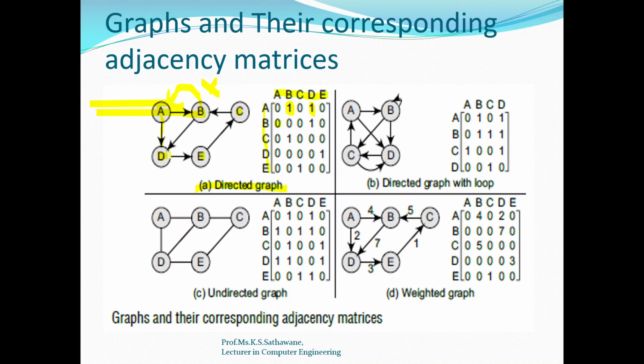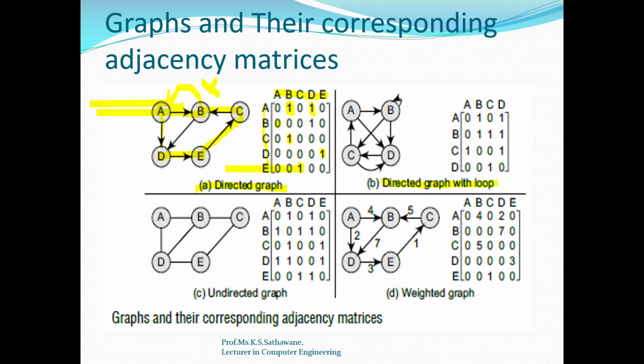Similarly, there is an edge from D to E. So it will have corresponding 1 entry in the adjacency matrix. Similarly, you have an edge from E to C. Then it will have the corresponding entry as 1 in the matrix. Similarly, you have C to B, then it will have the corresponding entry in the Cth row and Bth column in the adjacency matrix.